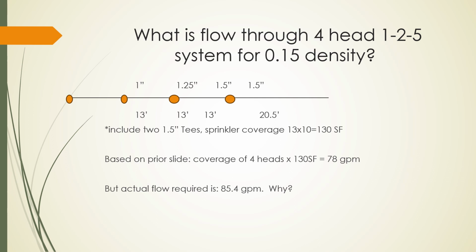Based on the prior slide, each head covers 130 square feet, and we have 4 heads. So that would mean that each head is providing 19.5 GPM times 4 is 78 GPM. But when we actually do the flows, it's 85.4 GPM. Why is the actual flow higher than the minimum flow required? I'll leave that right now as an open-ended question, and we'll come back to that, not in the next video, but the video after that.